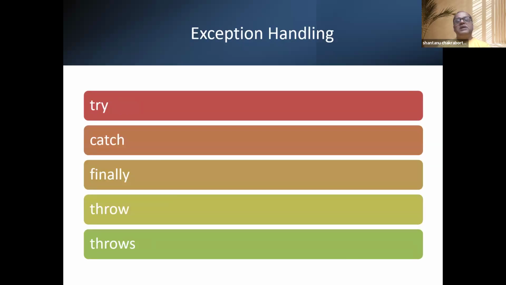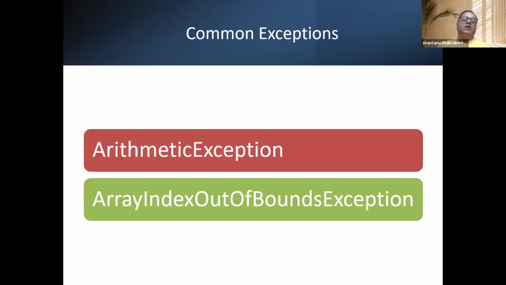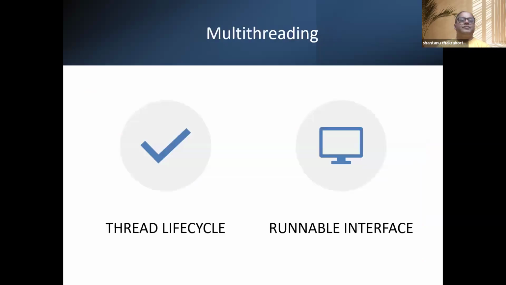So we also have exception handling blocks in Java, that we have try block, catch block, and throw block. So in case of any particular error that is arising or any particular exception that is arising, we use this exception handling block in Java programming language. So these are the common exceptions or the errors that can be caught.